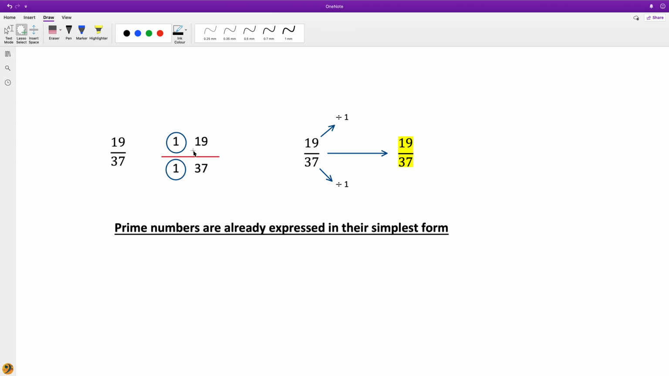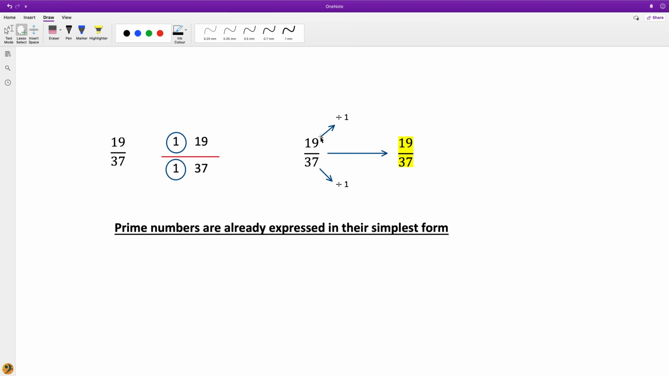We write out all the factors. And 19 happens to be prime, so it only has 1 times itself, 1 times 19 to give us 19, and 37 is also prime, so its factors are only 1 and itself, 1 and 37. Now, not too many to choose from here, and similar to as we had before, the only common factor and the highest common factor is 1, which just means, once again, that this fraction here is already in its simplest form, and we can prove that by showing this working out.